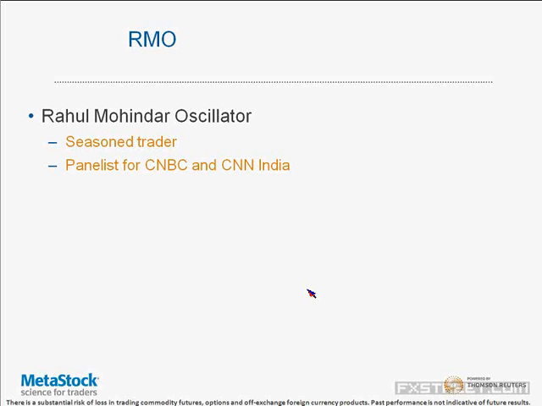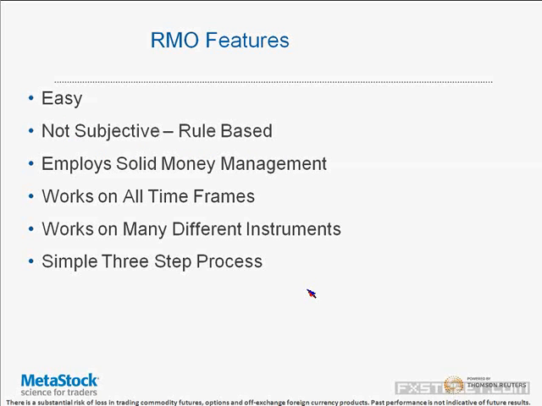Rahul, we have a lot of respect for, but he's a panelist on CNBC. He does a lot of training on CNN India, and he actually runs a training company that teaches people how to trade over in India. And so that's where this particular methodology comes from, and that's why it's called Rahul Mohinder Oscillator.